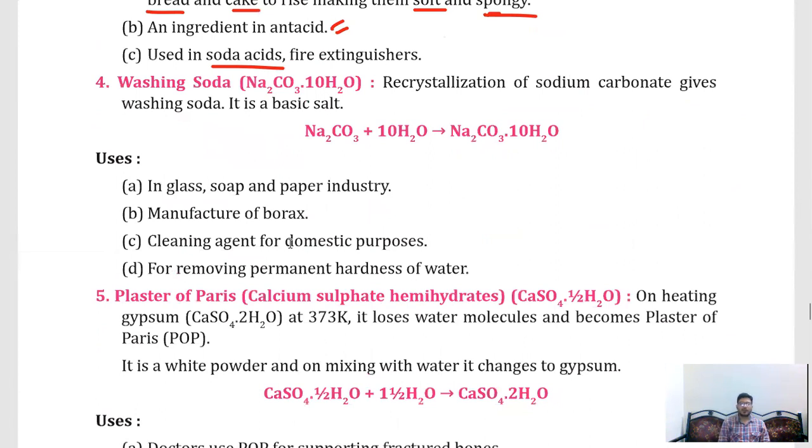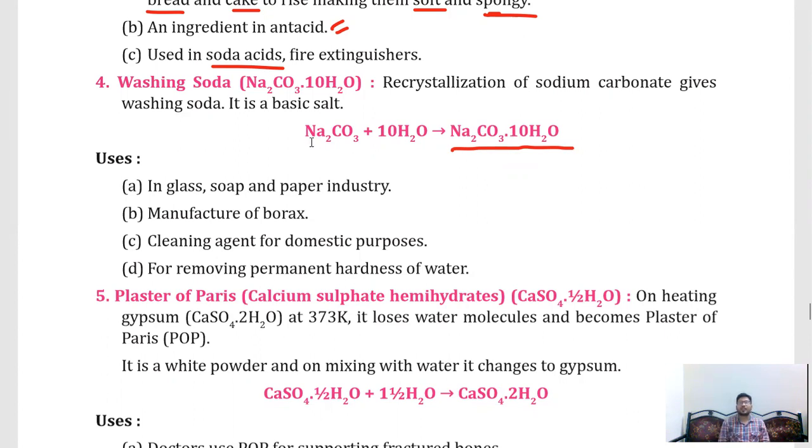And the fourth one, washing soda. Washing soda, first of all, the chemical formula is Na2CO3.10H2O. Water molecules are present, right? What is the chemical name? Sodium carbonate. That's it. No need to say sodium carbonate dot 10 water molecules. Sodium carbonate. What is the common name? We can call it washing soda.